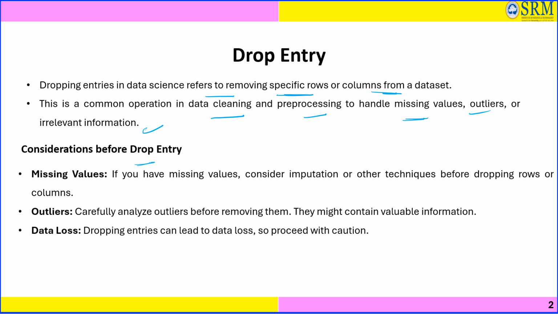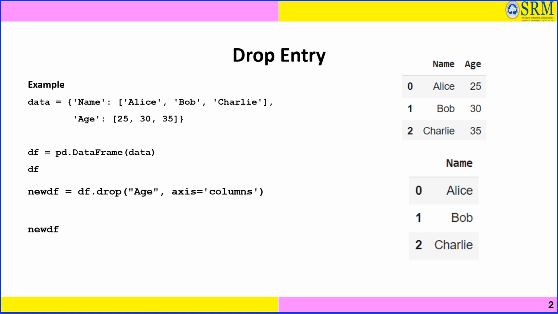Considerations before drop entry. Missing values: if you have any missing value, consider imputation or other techniques before dropping. So you have to fill with some value before dropping. And for outliers, carefully analyze the outlier before you remove them, because that might give useful information. So you have to be very careful to remove the outlier. And data loss: dropping entries can lead to data loss, so proceed with caution. Before you drop the entry, you have to be very cautious that the data should not be lost.